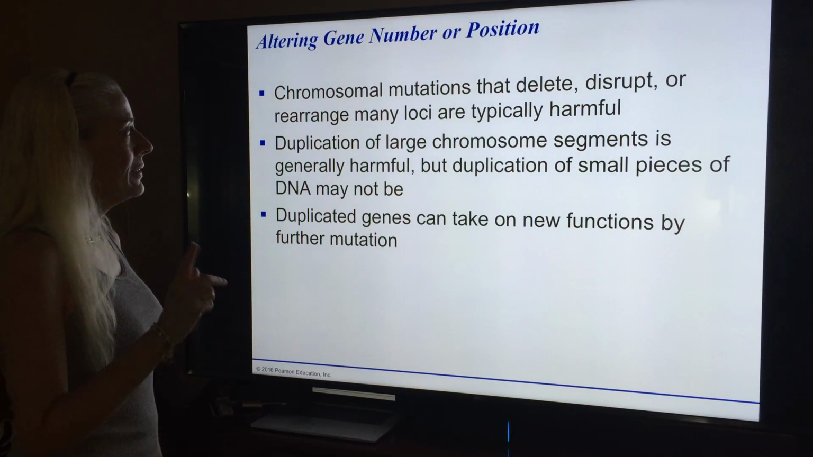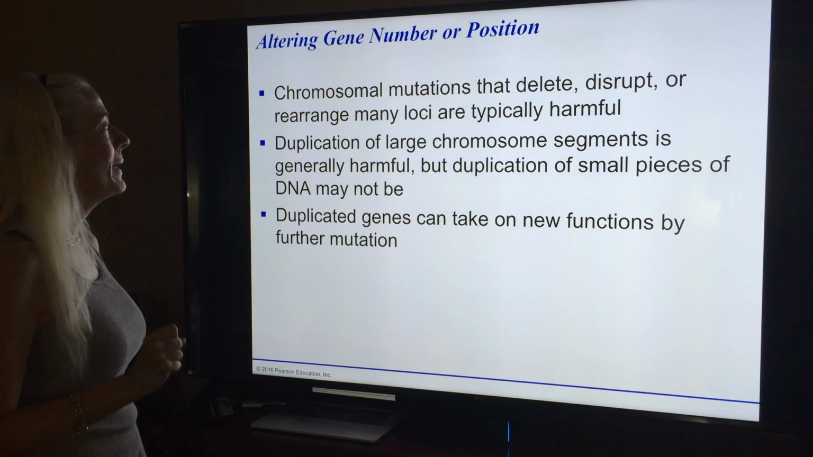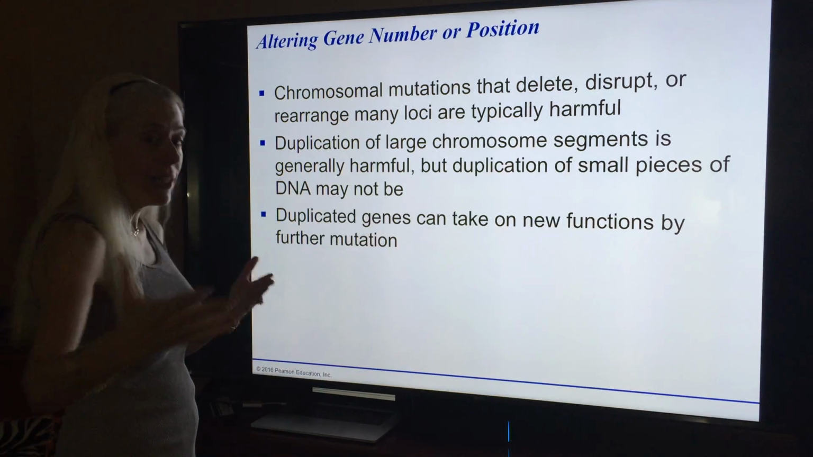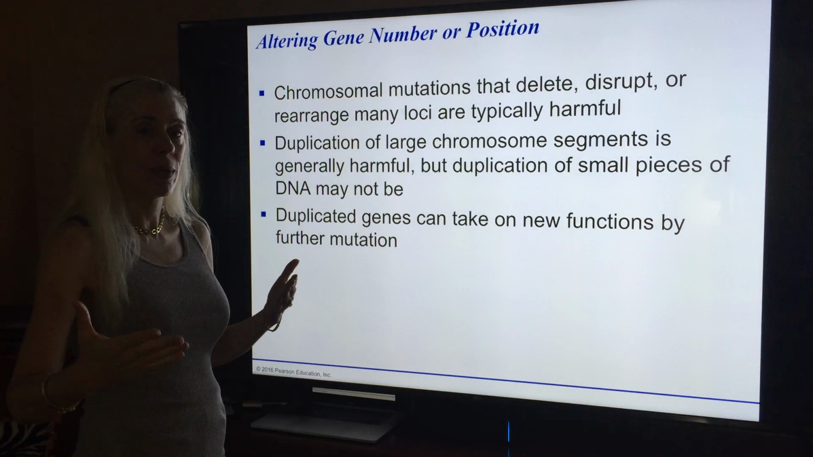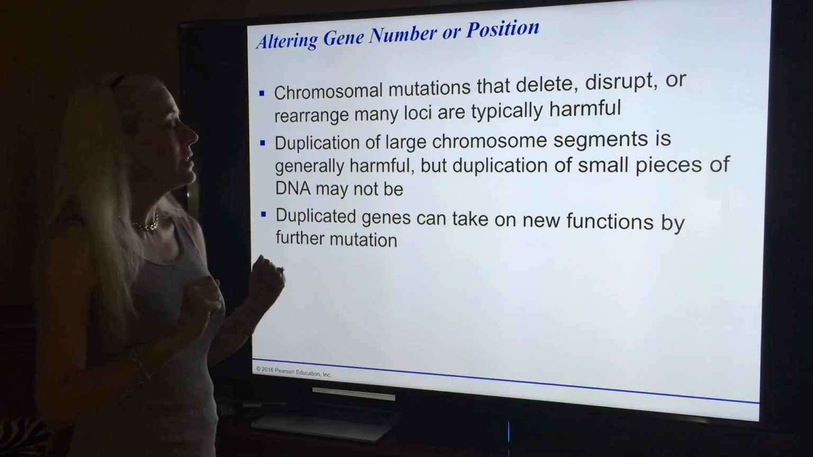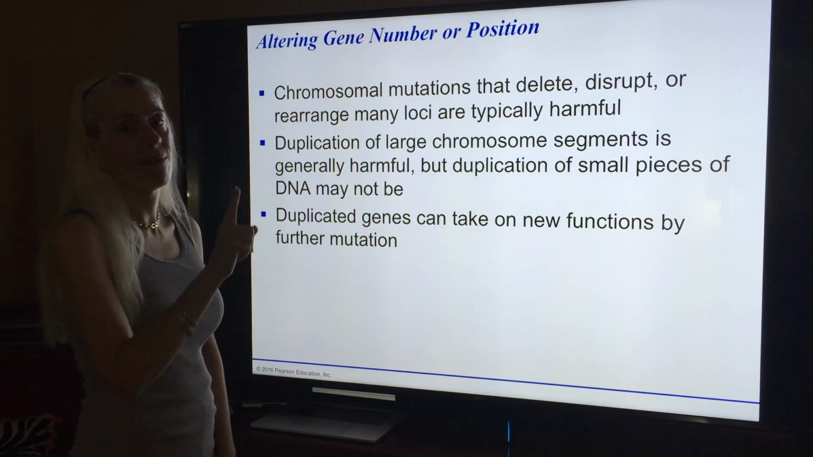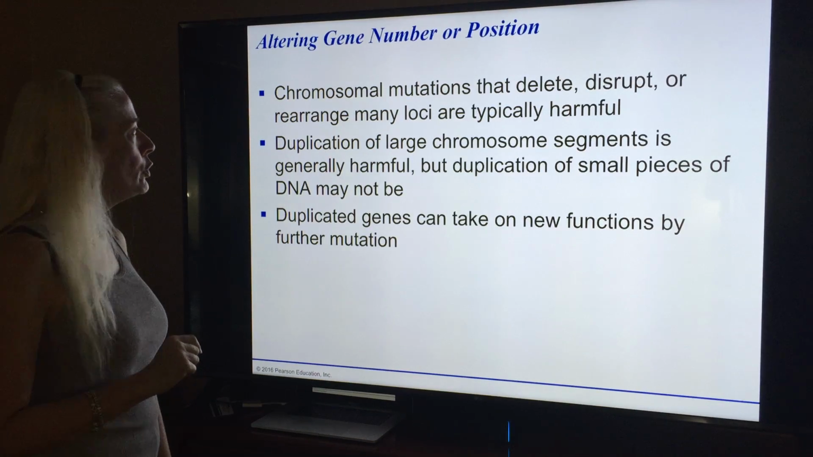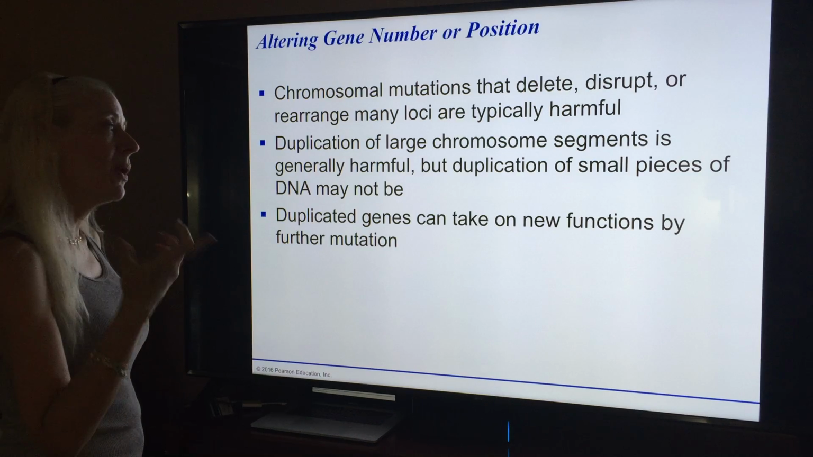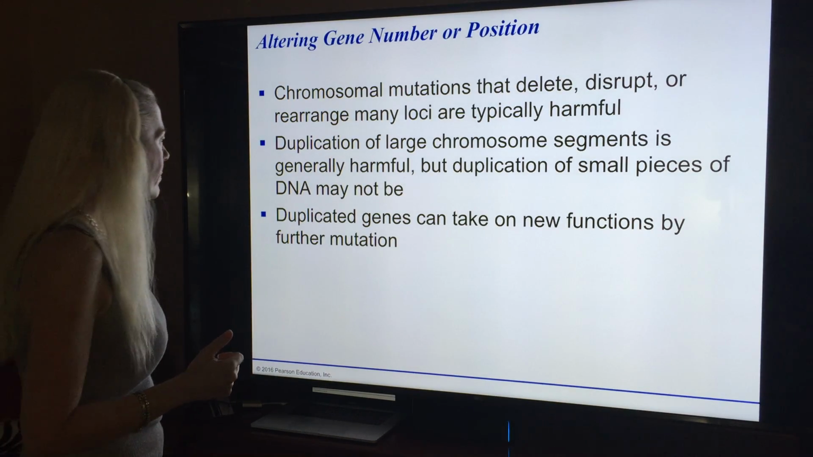Chromosomal mutations that delete, disrupt, or rearrange many loci are typically harmful. Because from there on, if you change your amino acid sequence, we know what happens when you go to fold your proteins. It does not fold the same. So therefore, you have a different structure, which leads to what? A different function. Duplications of large chromosome segments are generally harmful, but small pieces might not be. Depends, once again, where this happens.